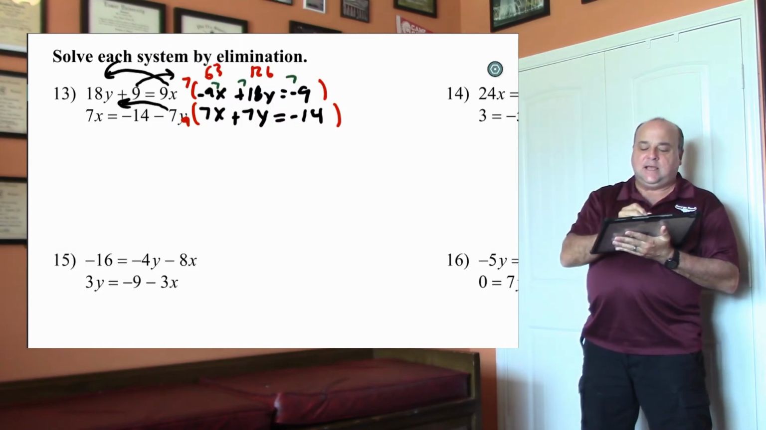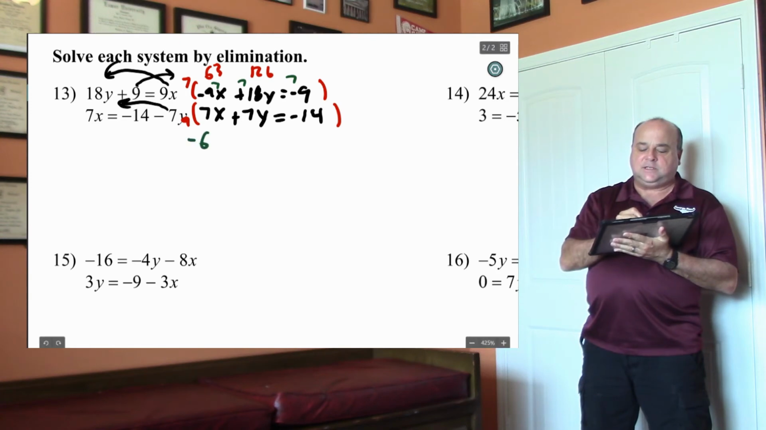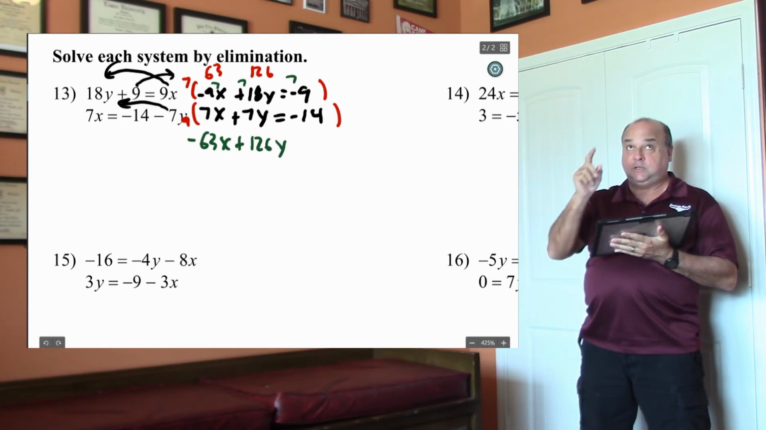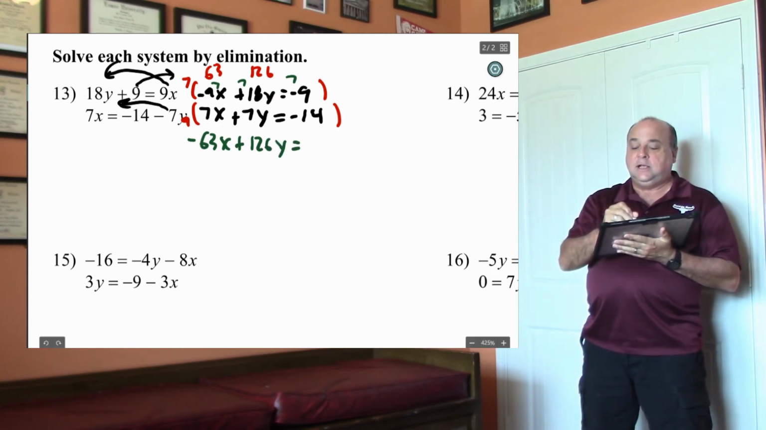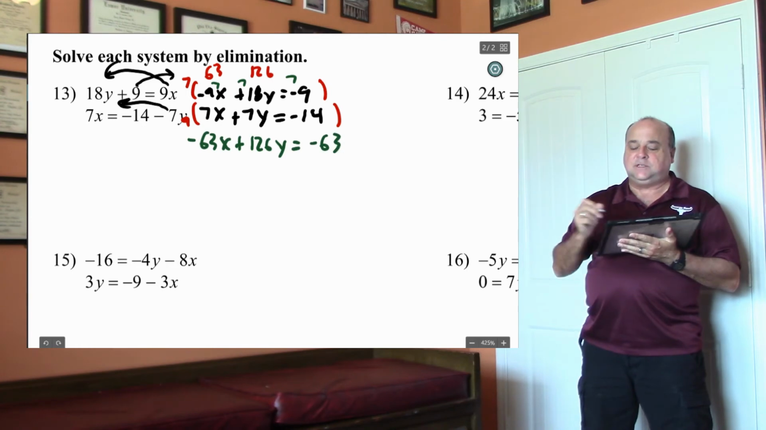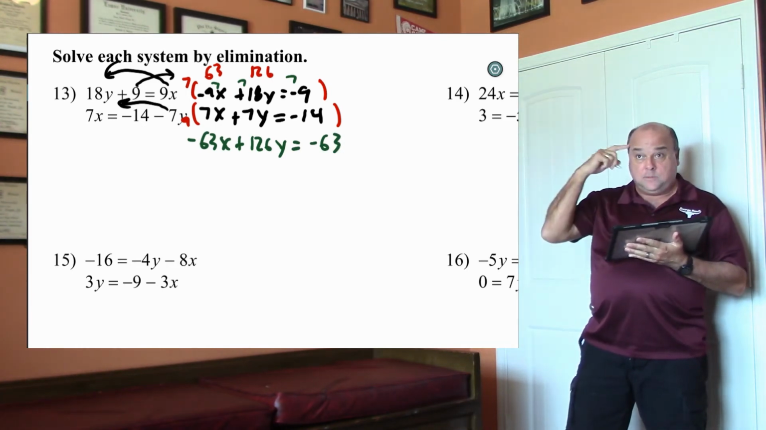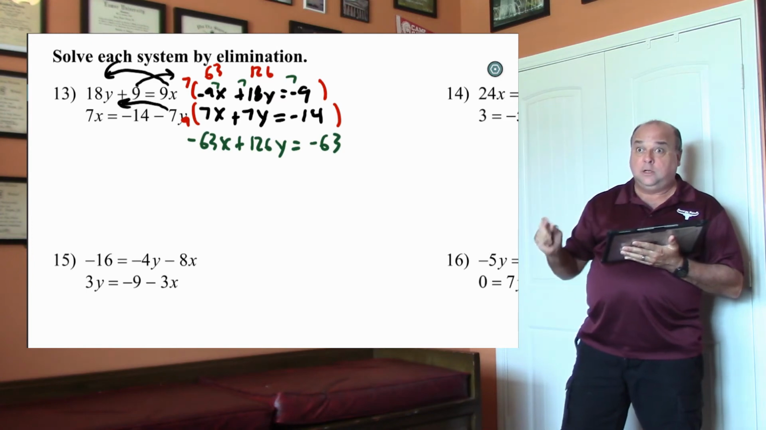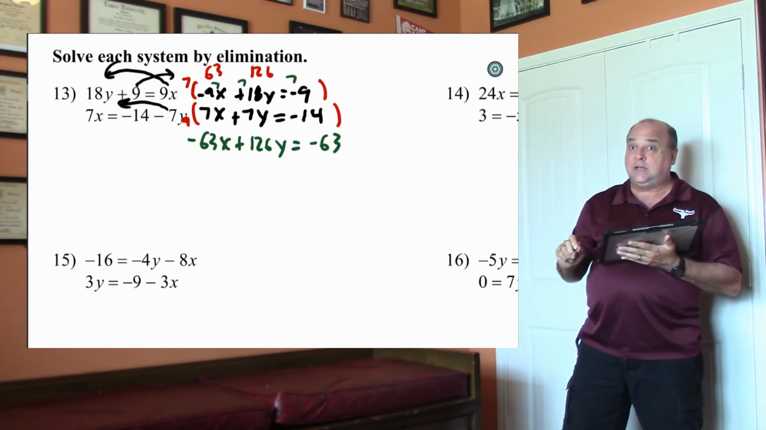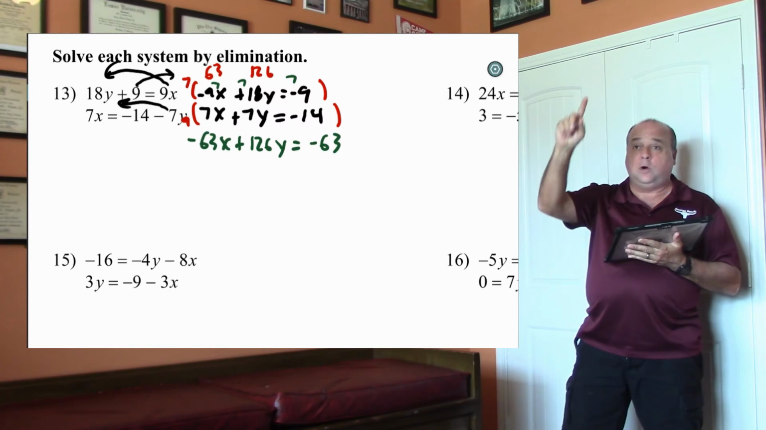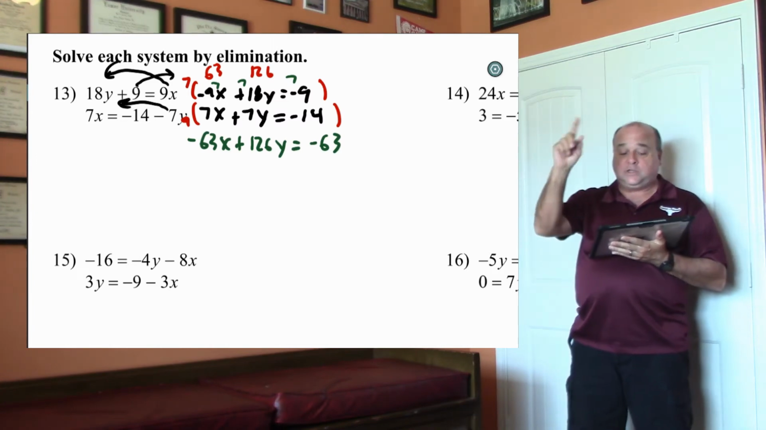Catch up. 7 times negative 9 is negative 63x. 7 times 18 is plus 126y. 56 plus 70, yep, that's it, equals 7 times negative 9 is negative 63. These numbers, if you've got to use a calculator, use a calculator. Mr. Toops has got a good one in his brain. If you miss one number, everything below it's wrong. Let's go to the next one.